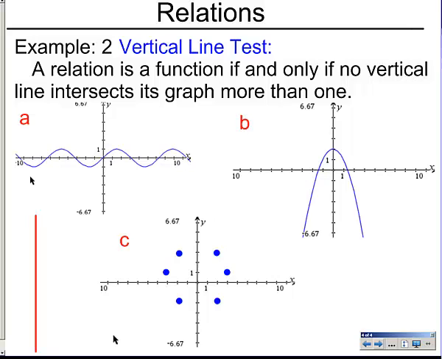Example 2. One of the easiest ways to determine if a graph is a function by looking at it is to use the vertical line test. A relation is a function if and only if no vertical line intersects its graph more than one place at a time. So let's use this red line as our vertical line. As I run it across this graph, you'll see that it only touches the graph once at any given time. And I can move this over infinitely left to right. It only touches the graph one time. So this is a function.